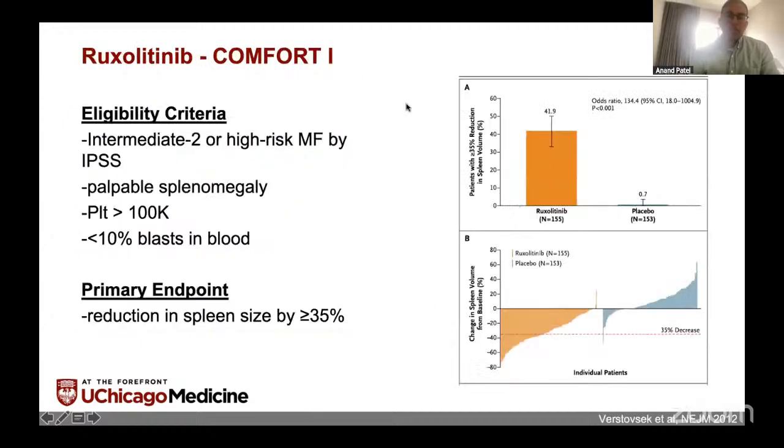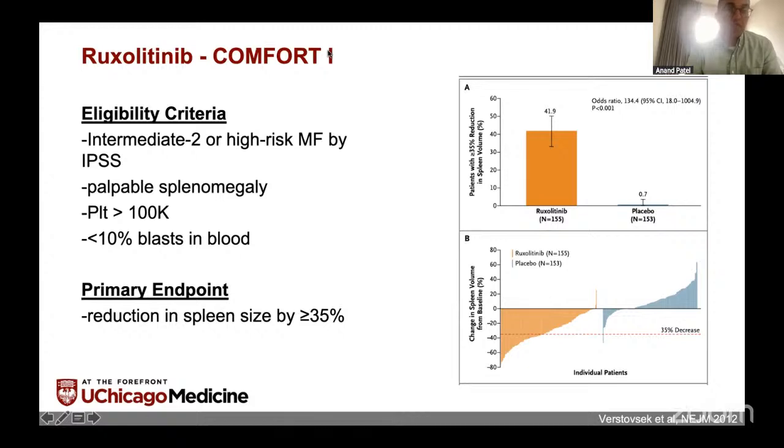So let's talk a little bit about the data that led to the approvals of these drugs. And the major point I want to make as we go through this data is for the patients that were treated on study, both primary and secondary myelofibrosis was allowed on study. So all of these JAK inhibitors show benefit in myelofibrosis as a big category. You don't necessarily have to worry about, is a JAK inhibitor less likely to work for me because I have primary myelofibrosis versus secondary myelofibrosis.